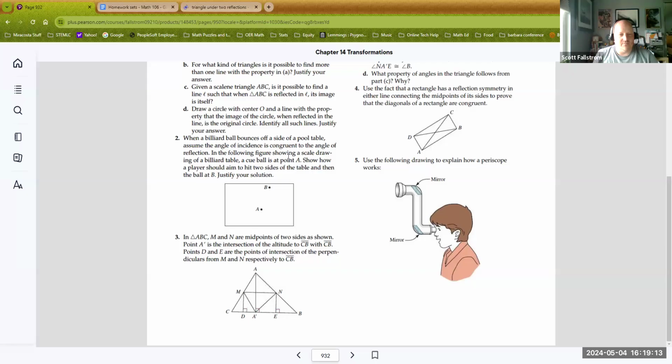In the following figure, showing a scale drawing of a billiard table, a cue ball is at point A. Very interesting. Show how a player should aim to hit two sides of the table and then hit the ball at B. So you want to hit two sides of the table and then hit the ball at B.